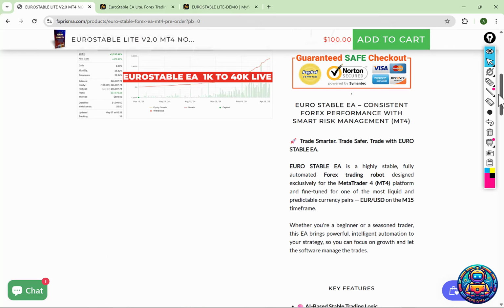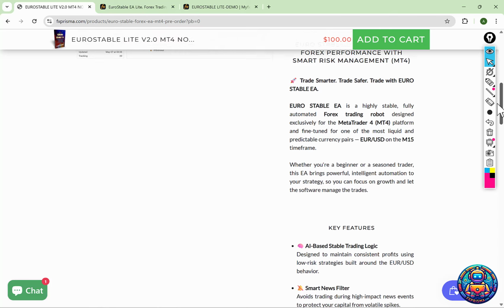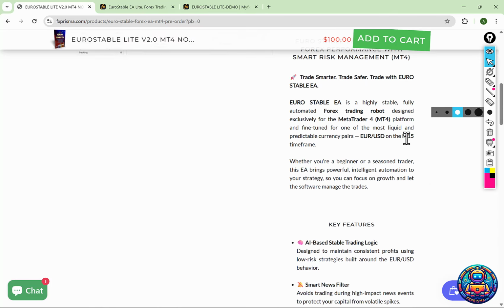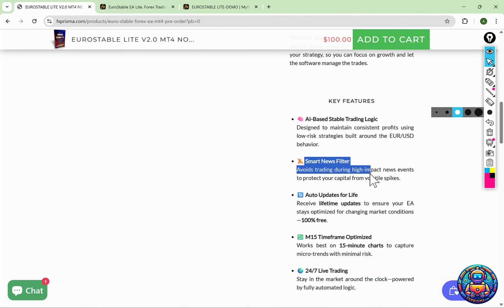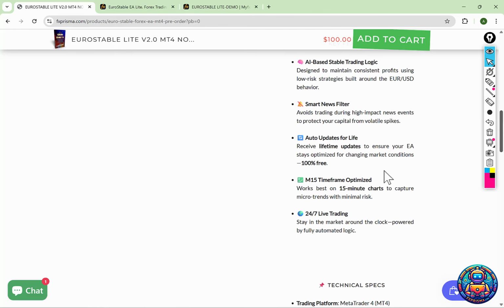So what is this Eurostable? It's basically a robot that works for EURUSD on the 15-minute time frame, and it uses some sort of high accuracy indicator to determine where to buy, where to sell, and at the same time there is a smart news filter which is included, and the AI-based stable trading logic. I don't know if this is AI based, but this is more of a price action robot. And then we have 15-minute time frame optimized. That's true. It works based on the 15-minute chart to capture the micro trend at minimal risk.